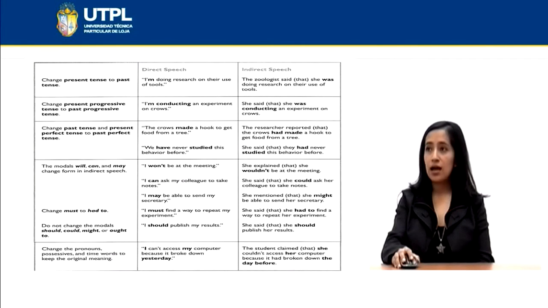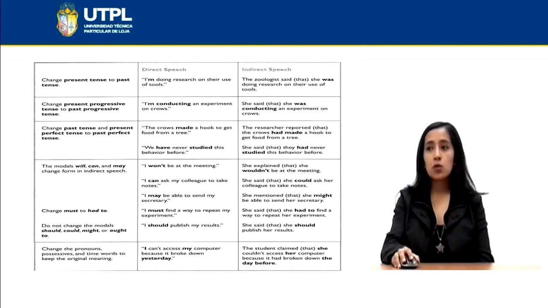I am conducting an experiment on crowds. She said that she was conducting an experiment on crowds. The past tense changed to the present perfect tense and to past perfect tense. For example, the crowds made a hook to get food from a tree. The researcher reported that the crowds had made a hook to get food from a tree. Or, we have never studied this behavior before. She said that they had never studied this behavior before.